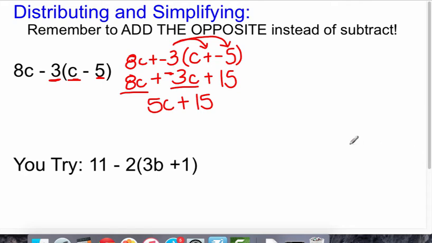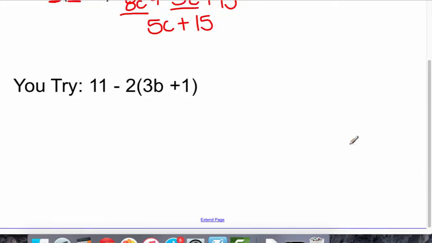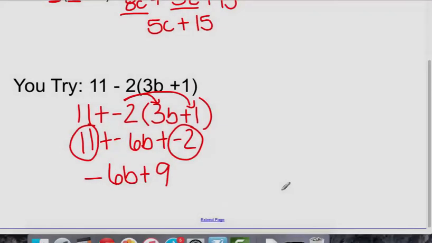Here's another example. Why don't you try this one? So pause the video now, and then when you have it worked out, you can unpause it and see what I got. All right, welcome back.